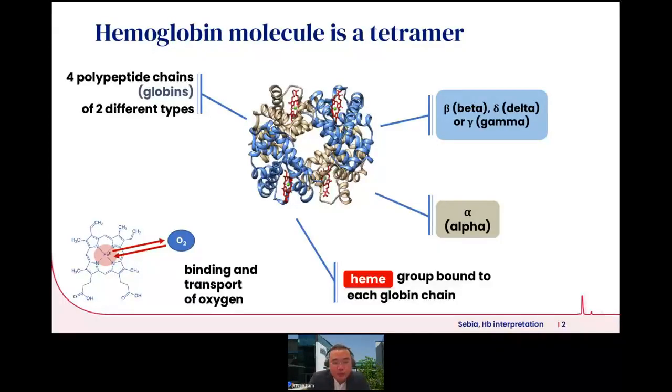To best appreciate and interpret thalassemia results, you must always have a base understanding of the hemoglobin molecule, right? The hemoglobin molecule is made up of 2 alpha chains and 2 other globin chains of hemoglobin types, which could be beta, delta, or gamma. And there is a heme group within each of the globin chains, which is where the iron is present to bind and transport your oxygen.